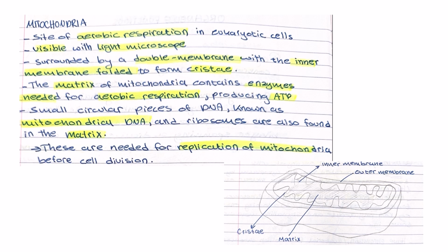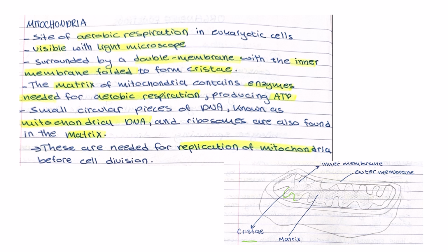Okay, now let's talk about the mitochondria. The mitochondria is the site of aerobic respiration in eukaryotic cells, and it is visible with a light microscope. If you use an electron microscope, you will see the outside of it, and it's surrounded by a double membrane, with the inner membrane folded to form cristae. Now, cristae are just foldings. Over here, you can see that cristae are foldings.